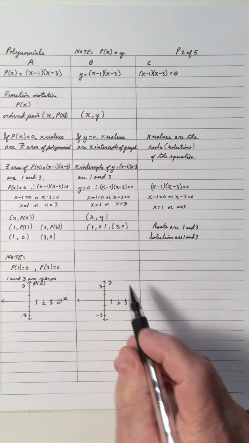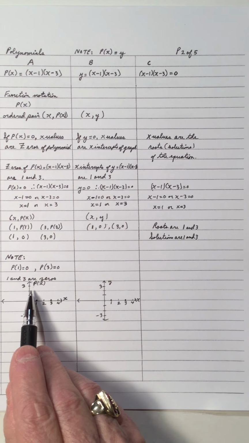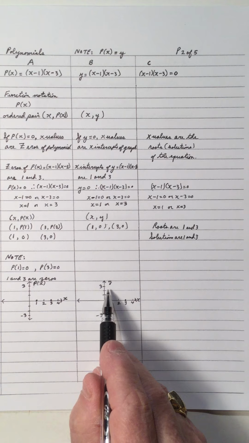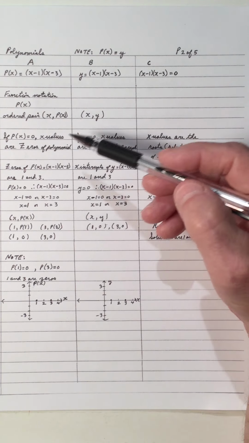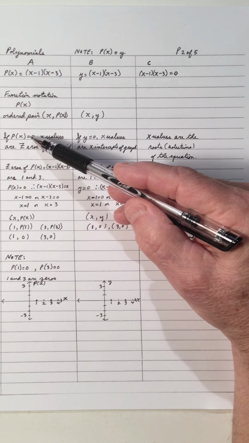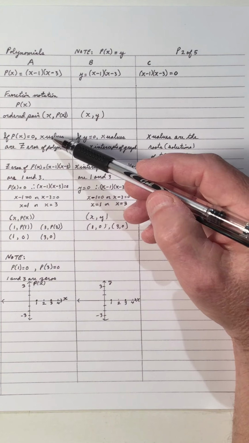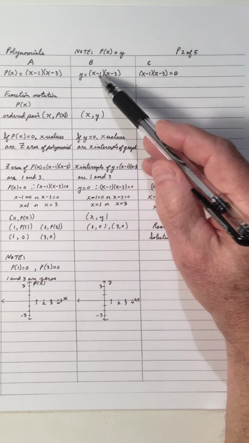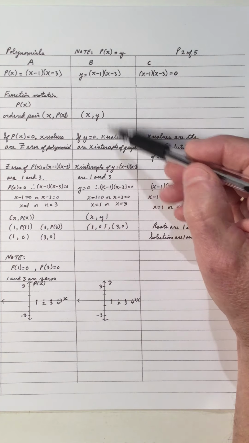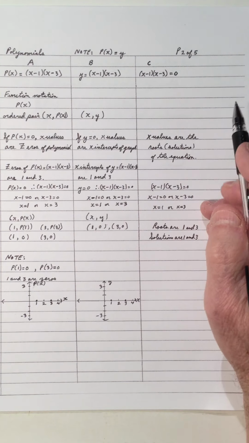Same as here. Notice, over here we have a polynomial p of x. Over here we have a y. But they are the same, except that in terms of a polynomial, when p of x equals 0, we get the zeros of a polynomial. When y equals 0 in this equation, we get the x-intercepts of the graph.